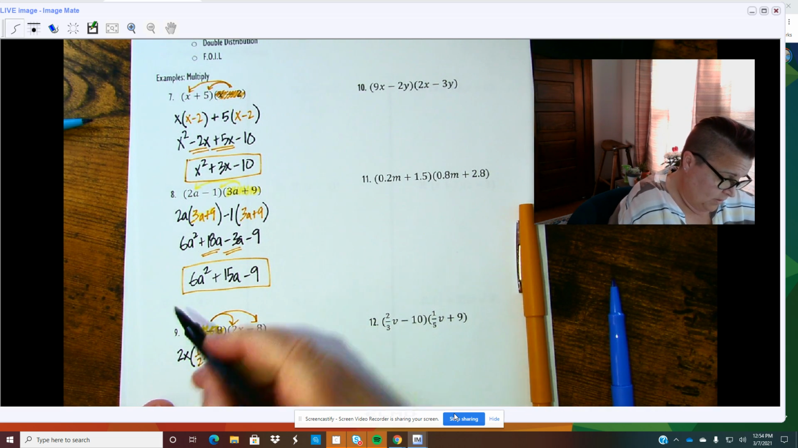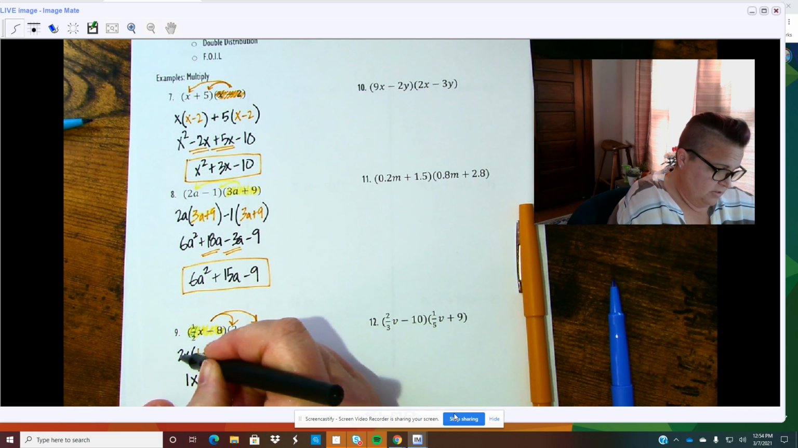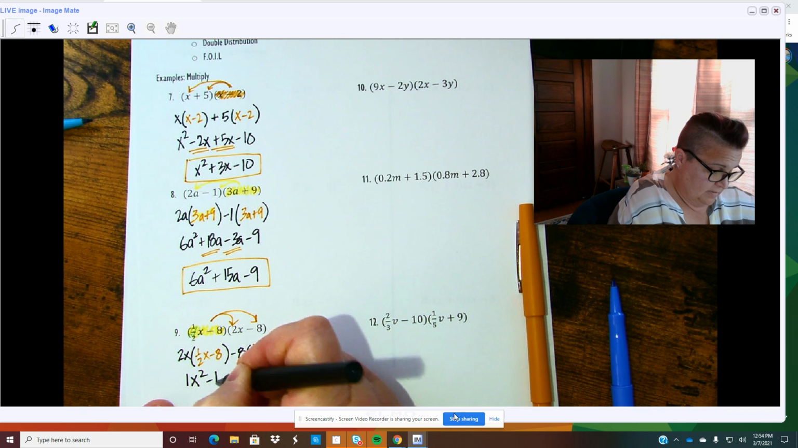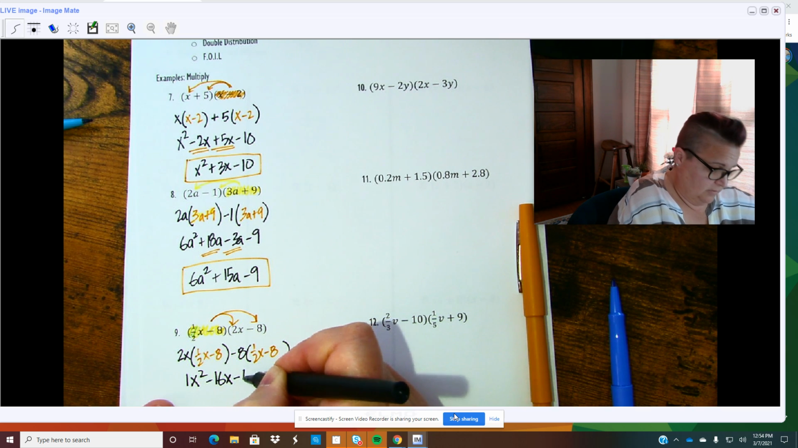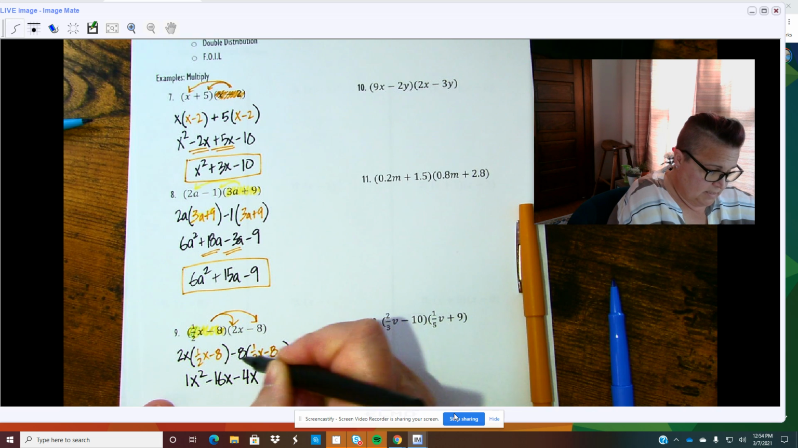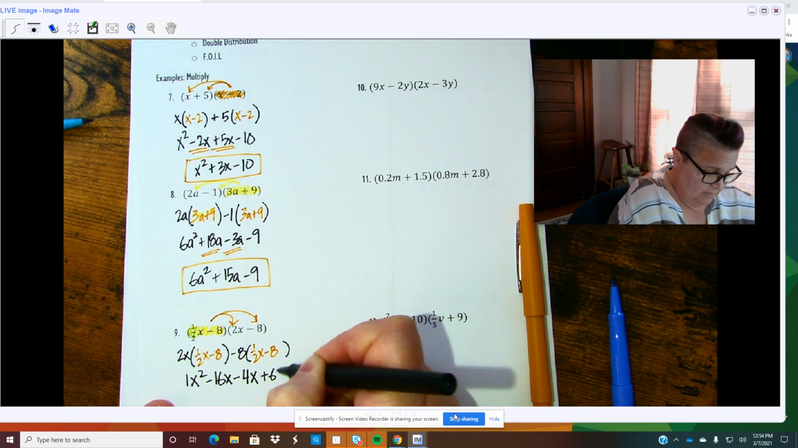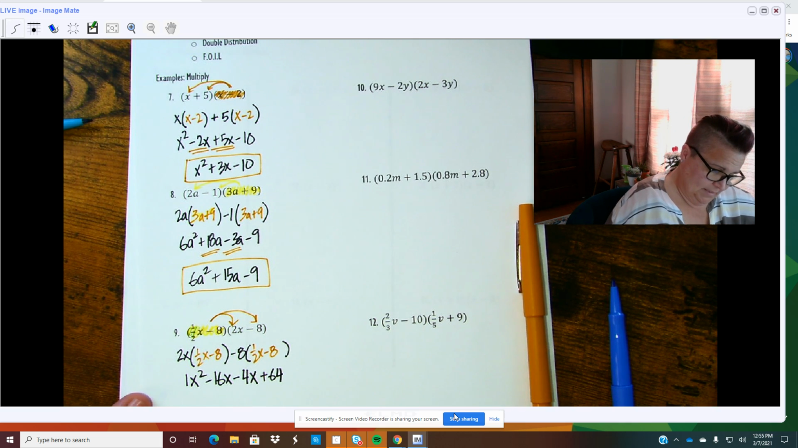I'd have a 2 times a 1/2, that's a 1. x times x, which is x squared. 2 times a negative 8 is a minus 16. Don't forget the x. Negative 8 times a 1/2. Half of 8 is 4. So it's a minus 4x. And 8 times 8, negative times negative, that's 64. I know it's not 16. 8 times 8 is 64, not 16.